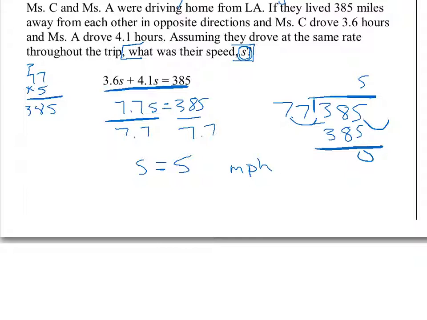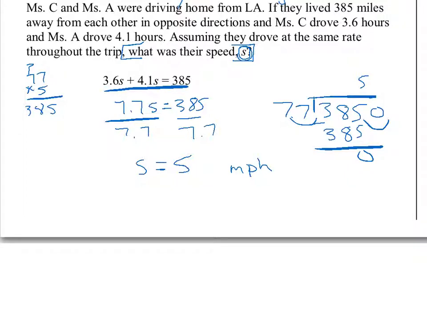Was this in our realm of reasonable decisions? No, because if they're on the highway, they're probably not going 5 miles an hour. And if they were going 385 miles at 5 miles per hour, it would have taken them like 40 hours to get home. So this answer doesn't make a whole lot of sense to us. So this is the point where we go back. Well, something's wrong. Sadie, what's wrong? Decimal. Yeah, our decimal's in the wrong place.